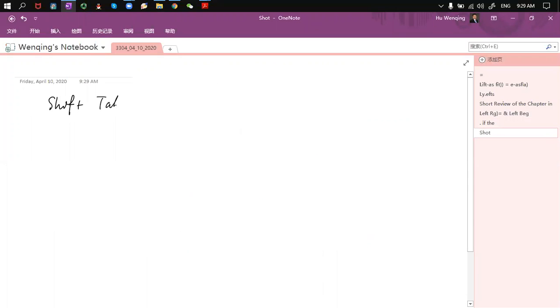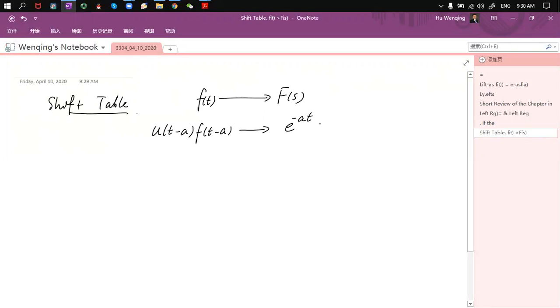So the shift table of this Laplace transform is kind of important. If small f is transformed into capital F, then u(t minus a) multiplied by f(t minus a) is transformed to e to the power minus as multiplied by F(s). But if you do a backward shift, you just shift s to s minus a, then this is e to the power at multiplied by f(t). So the shifts can have opposite signs between forward and backward shifts, right?